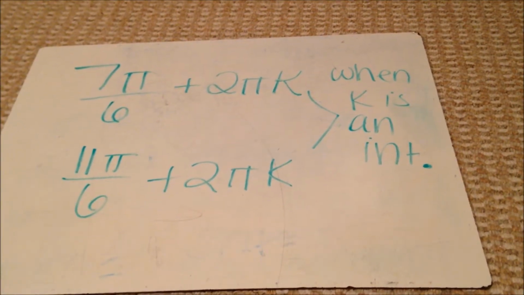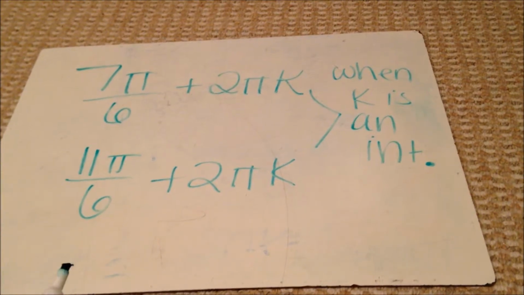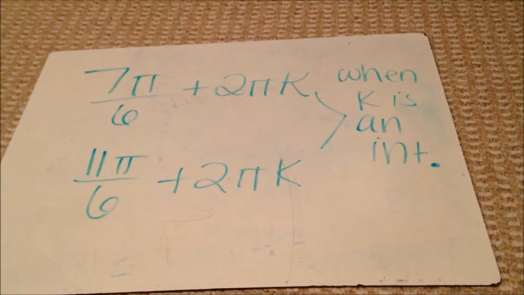Seven pi divided by 6 and 11 pi divided by 6 also work. Plus 2 pi k when k is an integer.